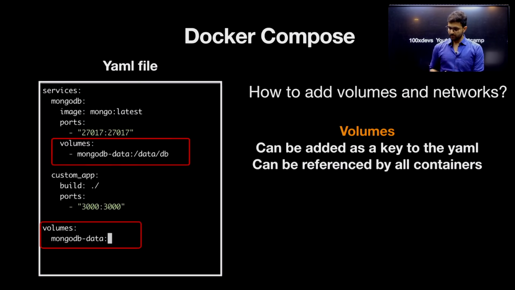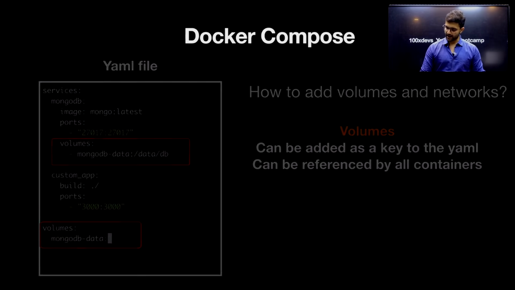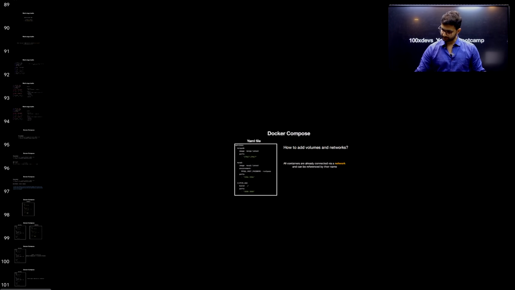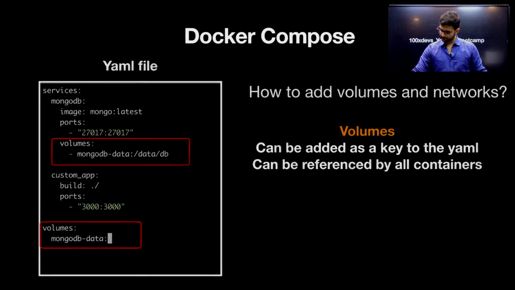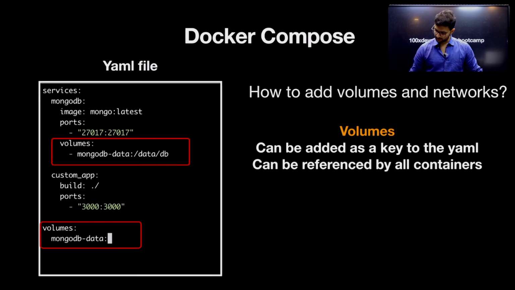How do you add a volume? It's pretty straightforward. You add a volume key at the very end. These are the volumes that I need, and wherever you want to use that volume, you just use it. For example, here I said, along with these ports, use these volumes.